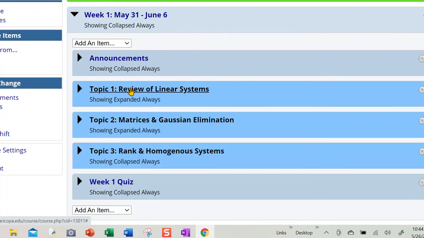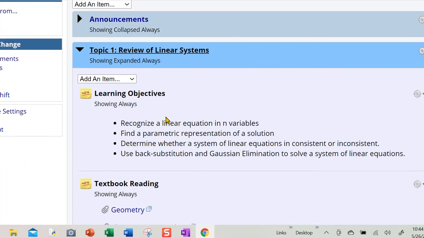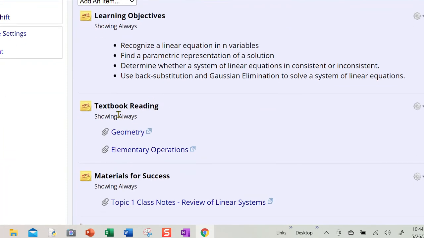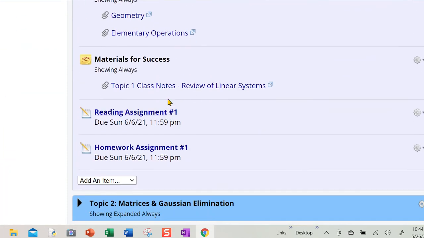If you click on it, it opens up. It starts with the learning objectives, and then the textbook reading, the materials for success, which will usually consist of my notes. These class notes are the notes that I prepare based on the homework assignments, and they will provide the basis of what I will be doing during my hour and 15 minutes that I have with you every day. Then there is the reading assignment.